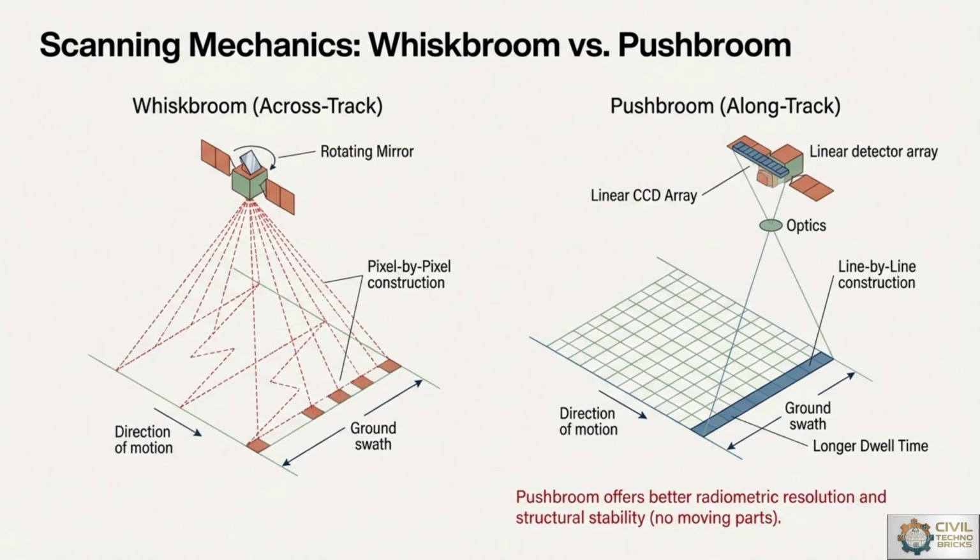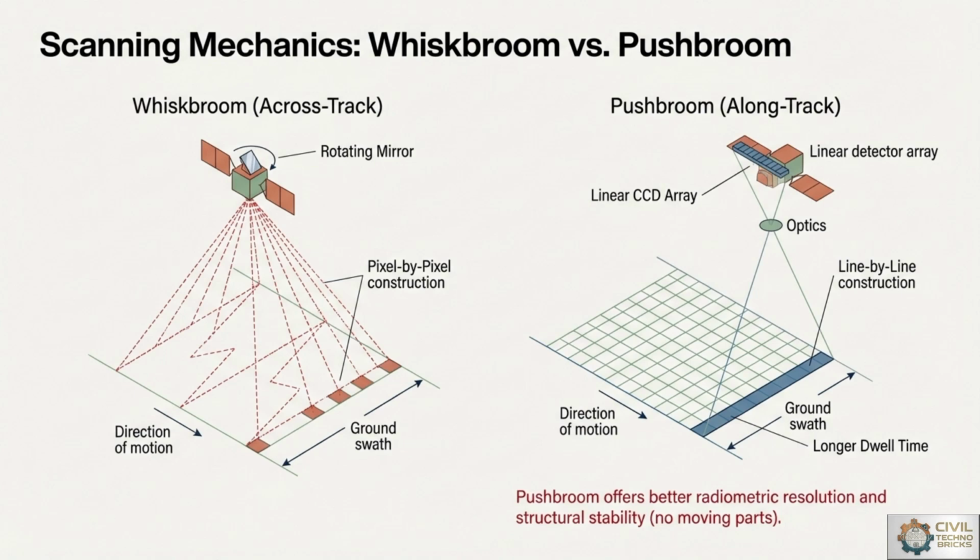Scanning mechanisms, that is whisk broom and push broom, two types, across track and along the track. Across track is nothing but a whisk broom, while along track is nothing but a push broom. Here the rotating mirror is on the satellite portion, which is exactly above the earth surface. The earth surface is divided into the direction of motion and ground swath, where the pixel by pixel construction activity is carried out to detect the data or to take the images, from the data collection point of view.